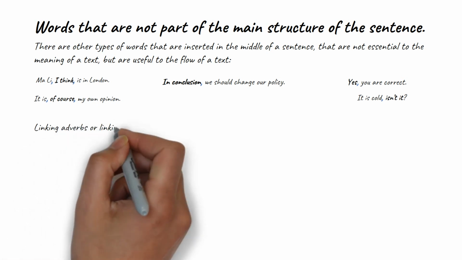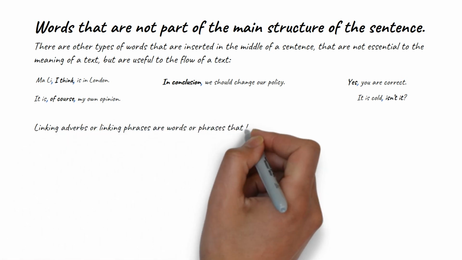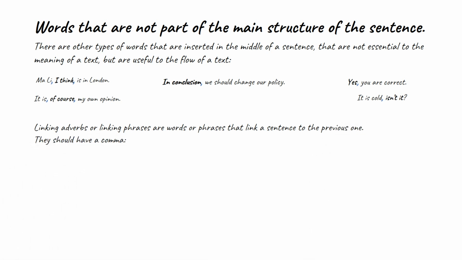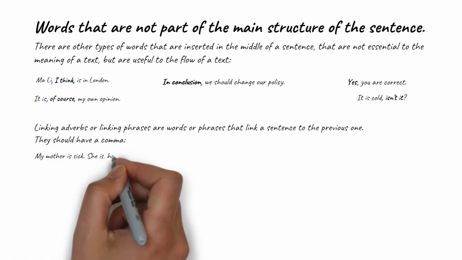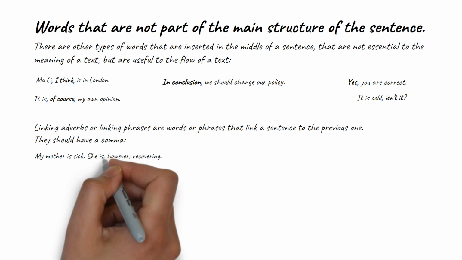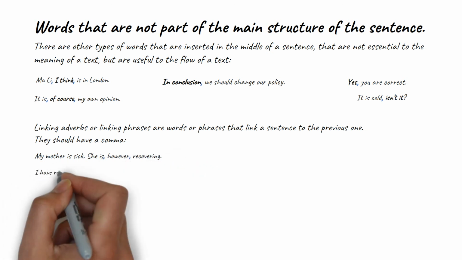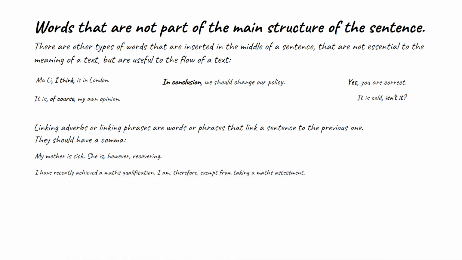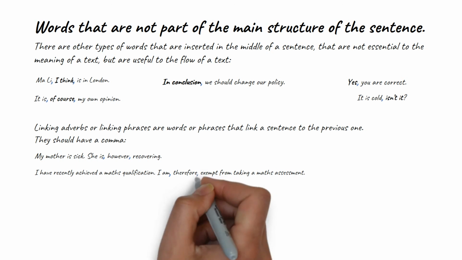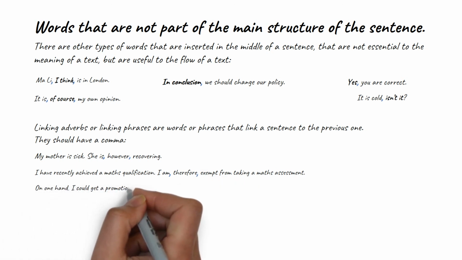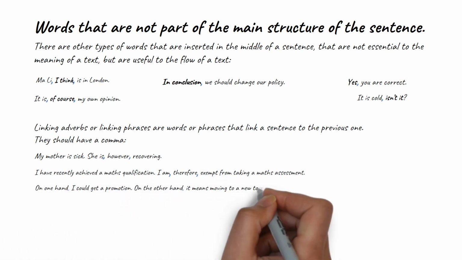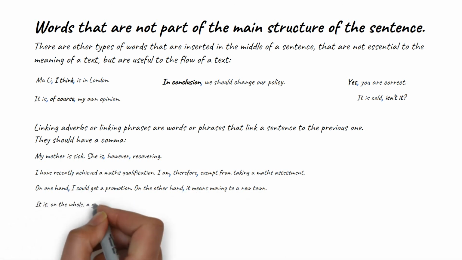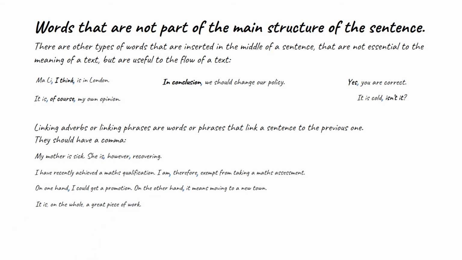Linking adverbs or linking phrases are words or phrases that link a sentence to the previous one. They should have a comma. My mother is sick. She is, however, recovering. I have recently achieved a maths qualification. I am, therefore, exempt from taking a maths assessment. On one hand, I could get a promotion. On the other hand, it means moving to a new town. It is, on the whole, a great piece of work.